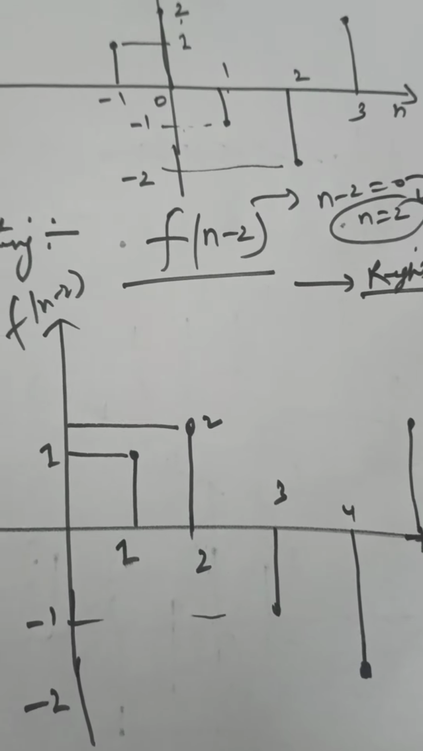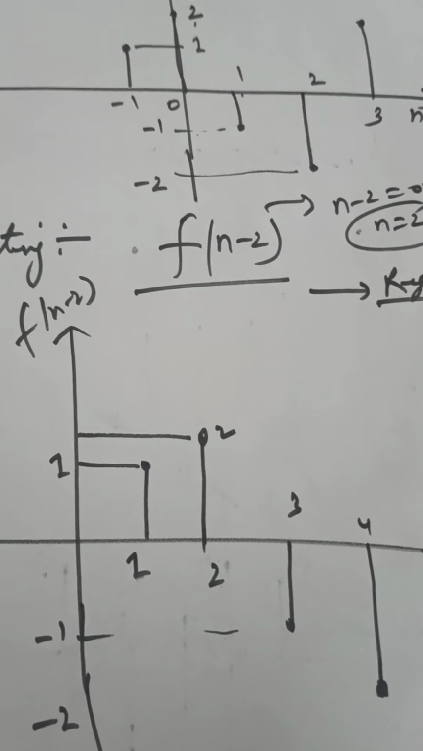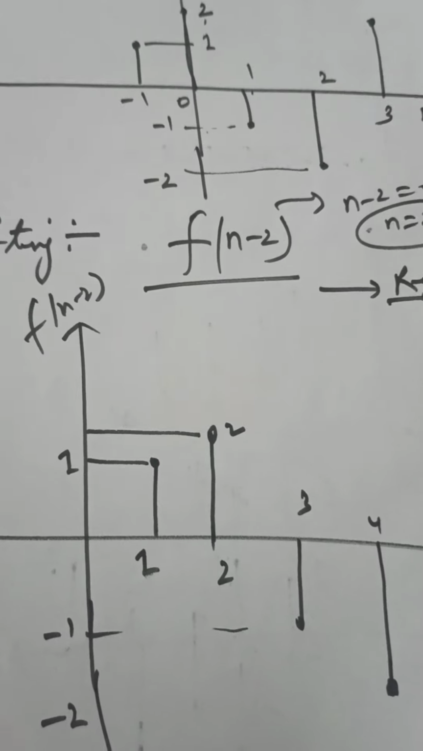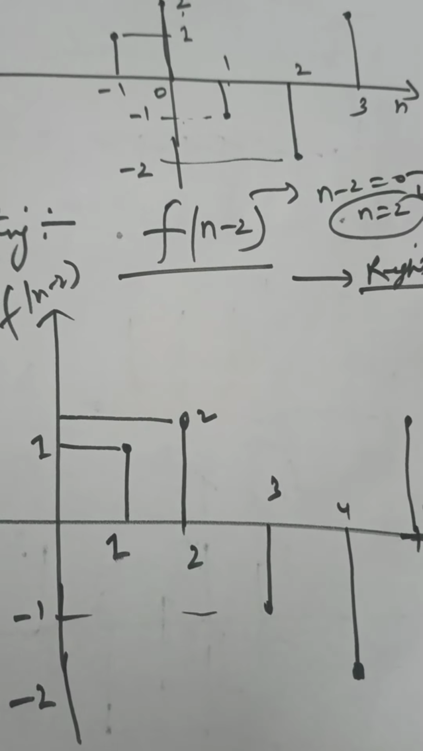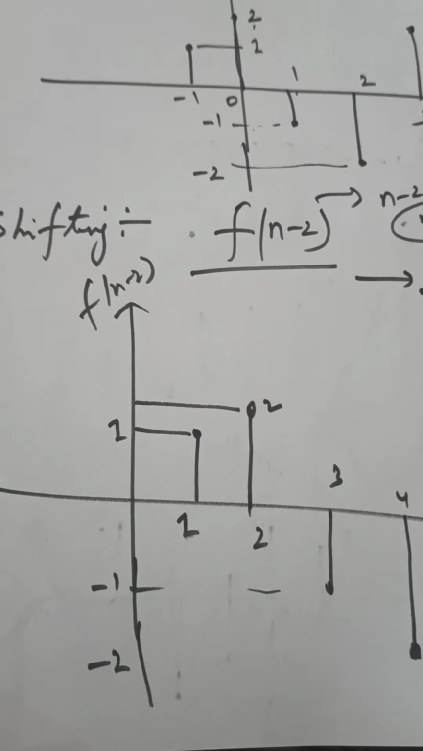But in which direction will the shifting be done? Either it will be in the positive direction, the right side, or it will be on the left side. So we have to very clearly understand in which direction the shifting is going to take place. I think I am clear now till this point. So the shifting will take place in the right direction by 2. Now have a look at this again.